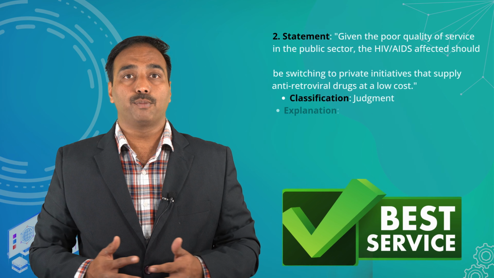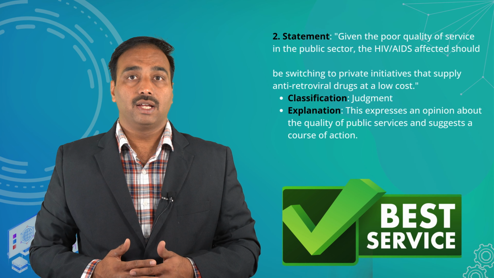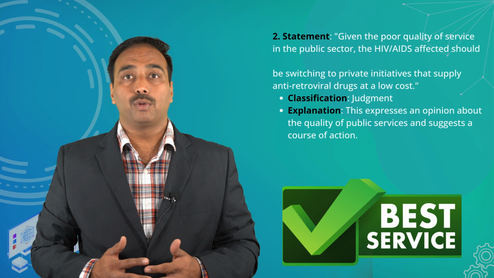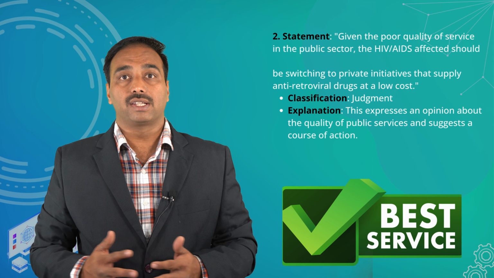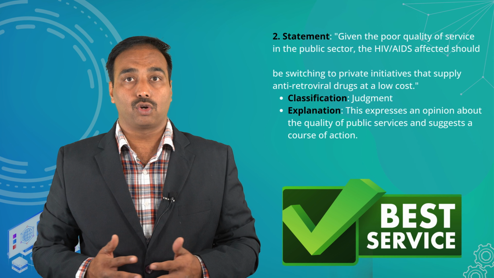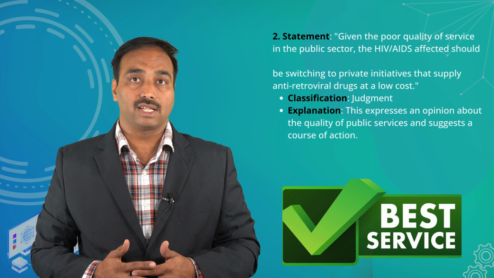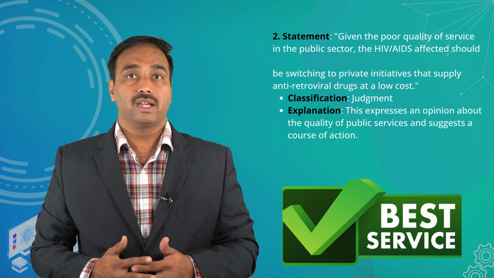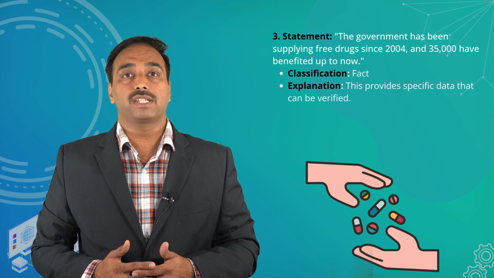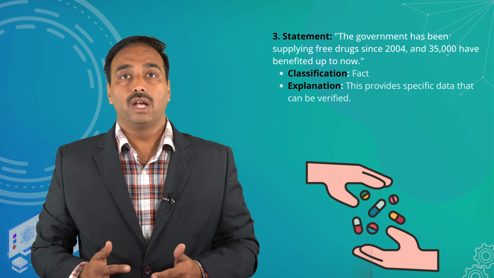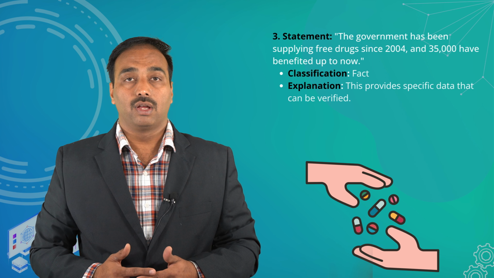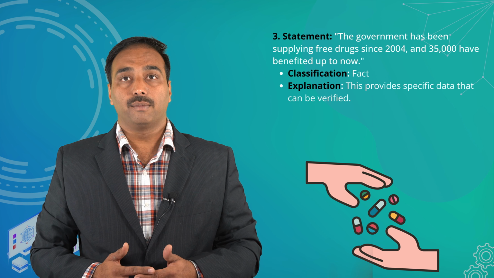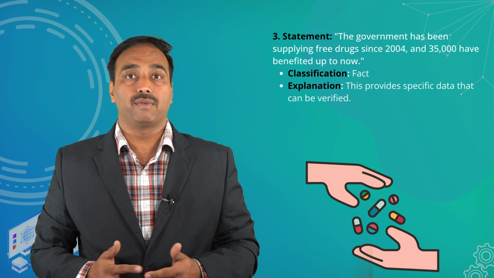Next example: given the poor quality of service in the public sector, the HIV or AIDS affected should be switching to private initiatives that supply antiretroviral drugs at a low cost. Here again, the classification is judgment. This expresses an opinion about the quality of public services and suggests a course of action. Next statement: the government has been supplying free drugs since 2004 and 35,000 have been paid up to now. The classification here is fact because it provides specific data that can be verified.